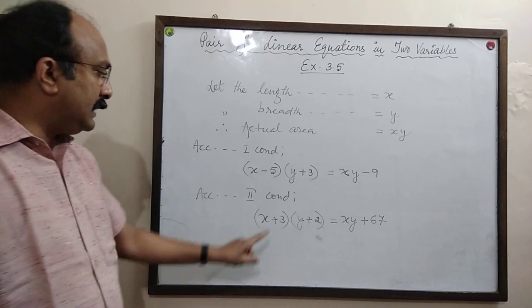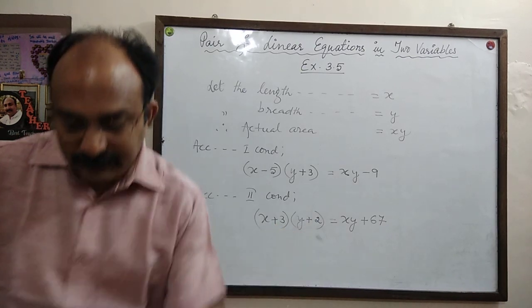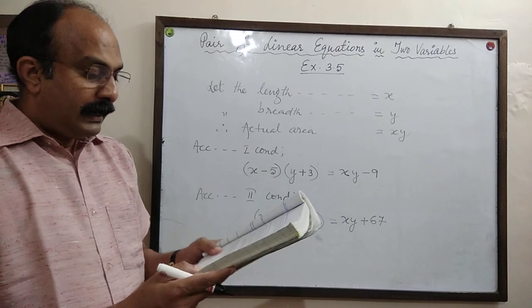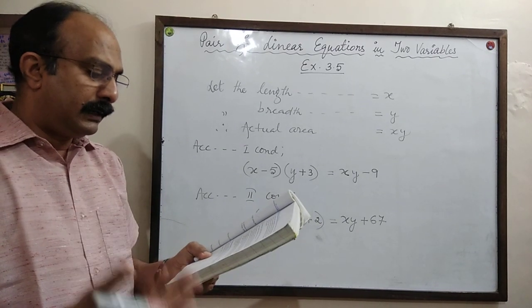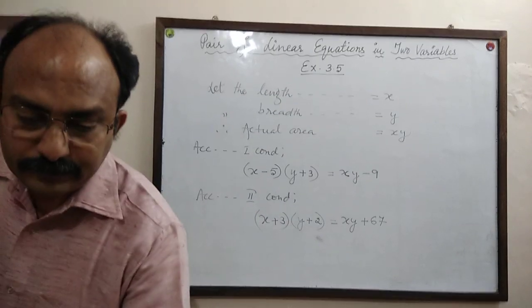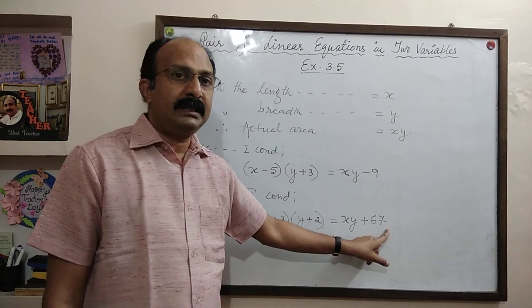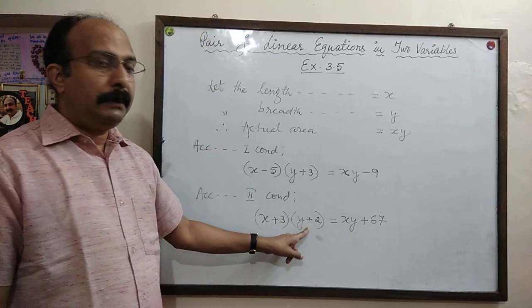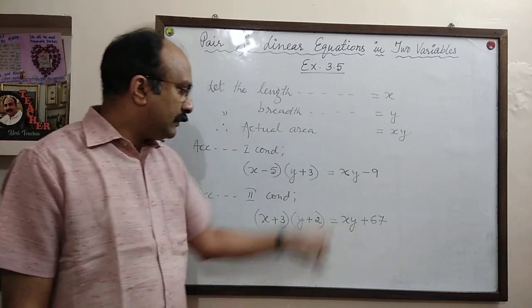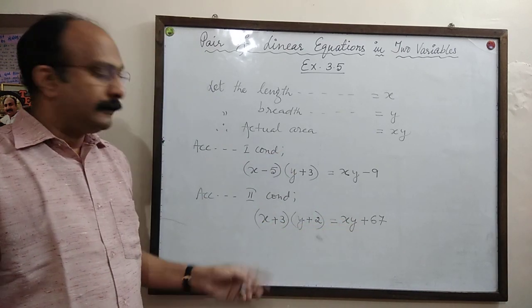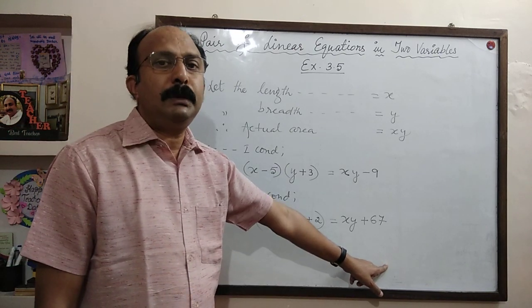So second condition, new length is x plus 3, new breadth is y plus 2, because this time length is increased by 3 and the breadth is also increased by 2 unit. So x plus 3 into y plus 2 equal to xy plus 67. Once again, when you open the bracket, you will get an xy in LHS. There is an xy in the RHS. Both xy and xy will get cancelled. You will get another equation in x and y. Take it as equation number 2.